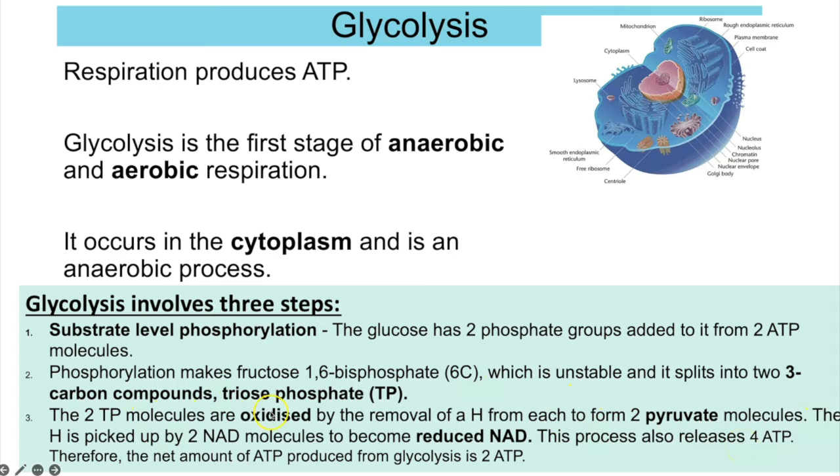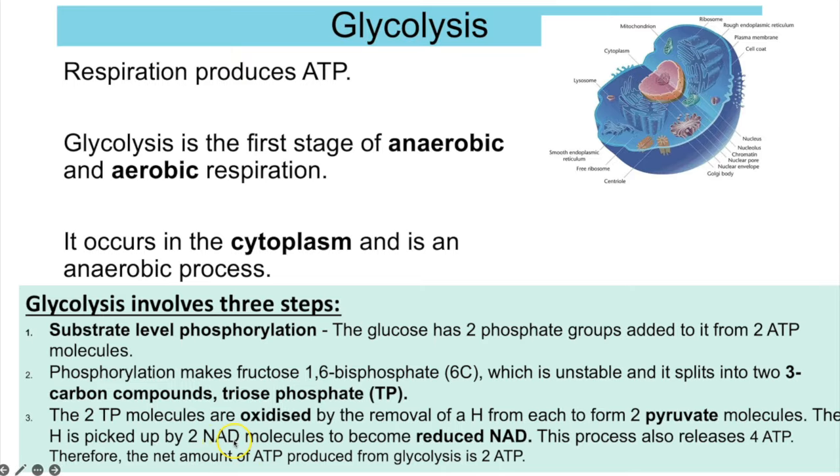Now also in this oxidation, we're going to create 2 reduced NAD. NAD is a coenzyme, which is a molecule that can pick up and transfer hydrogen from one part of the reaction to another in respiration.